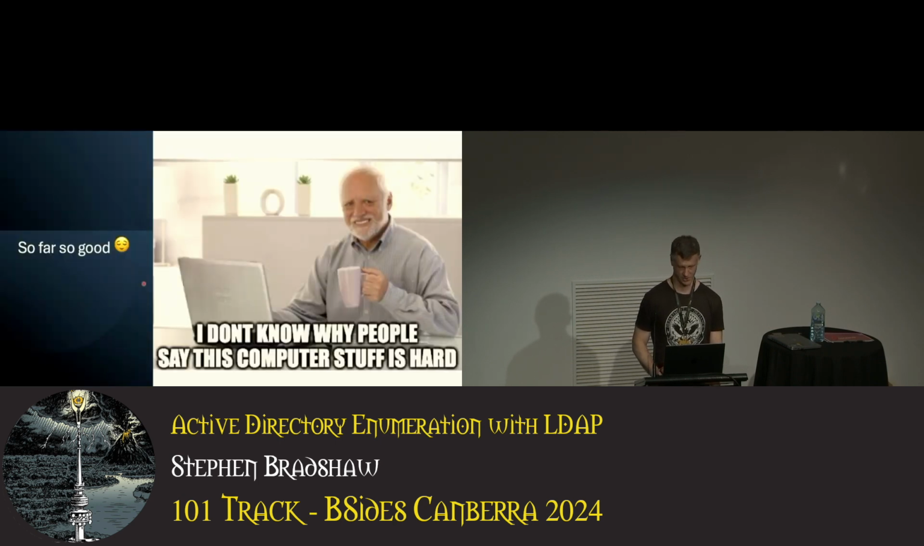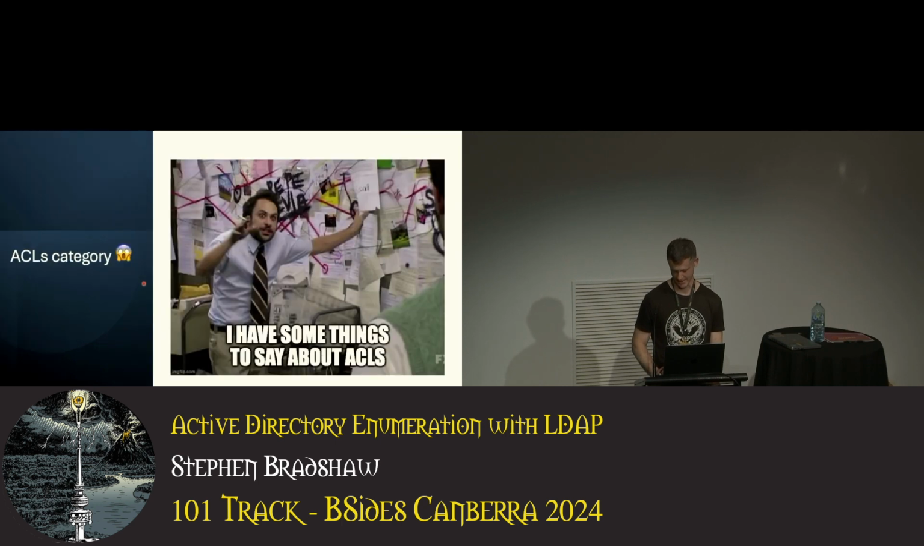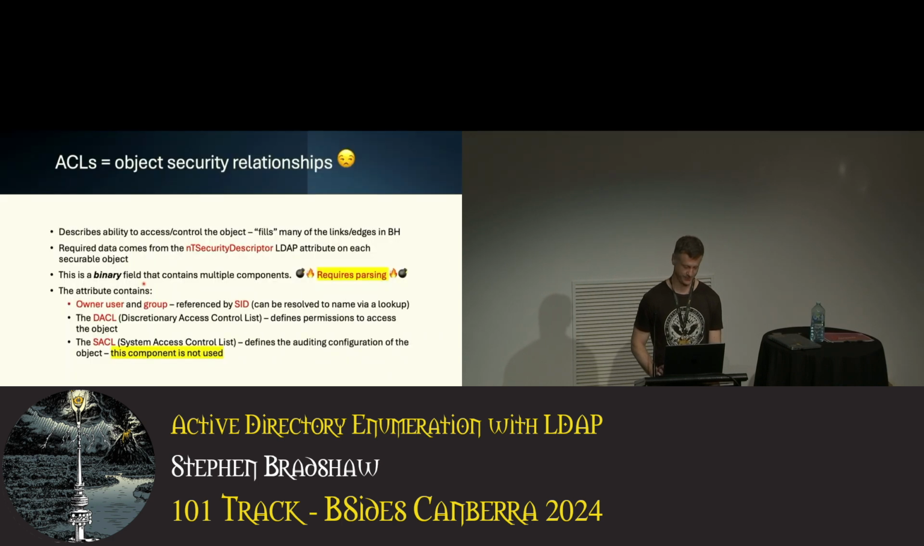So far so good. All of those are pretty simple. However, there's one category that I've left for last, and that's the ACL category. The ACL category relates to object security relationships, and it basically describes the ability to access or control the object that it's assigned to.